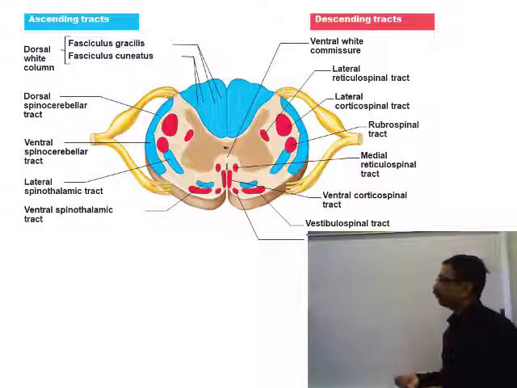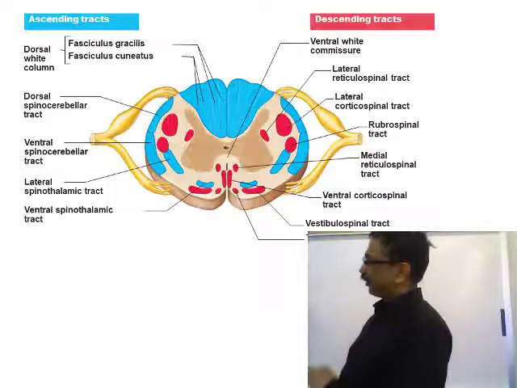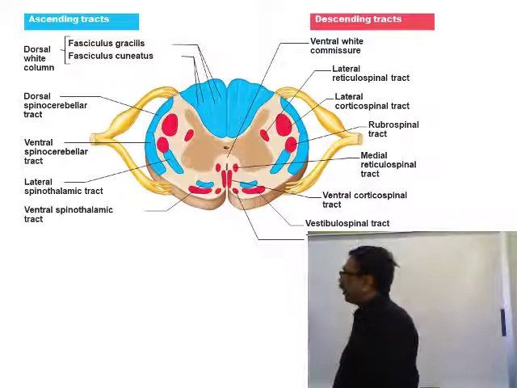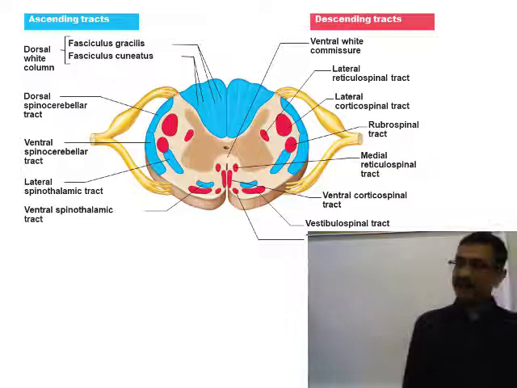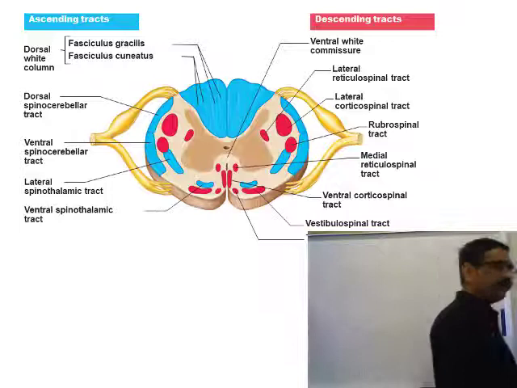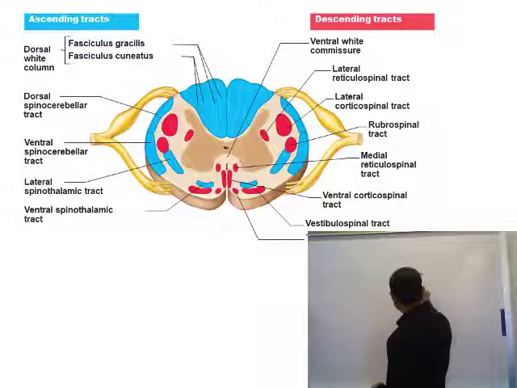And there are other functions, just remember those cues. Basic stuff you should know before you go further. Now, the motor tracts, the red ones. The most powerful and important motor tracts are the corticospinal tracts, also called pyramidal tracts. So, corticospinal or pyramidal tracts.